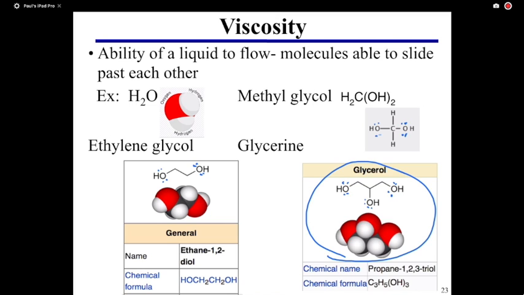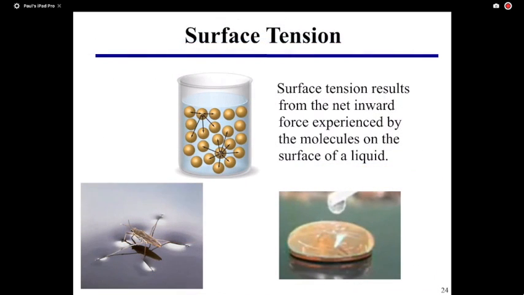Okay? And so we can talk about properties. We can talk about boiling point. We can talk about viscosity. Surface tension is a pretty interesting thing. Surface tension is the net inward force experienced by the molecule on the surface of a liquid. The one liquid that we see that has a lot of surface tension, because water molecules are very, very polar, is water. And you can see the bug is actually standing on the water.